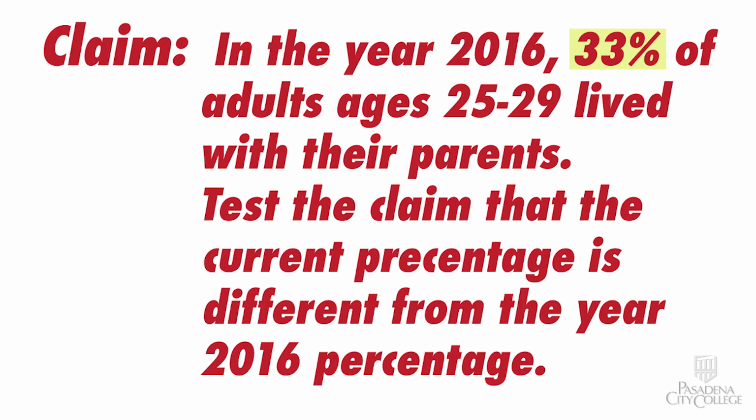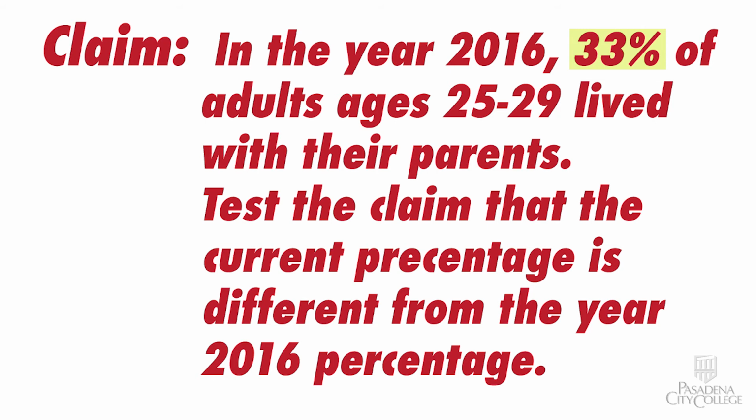Oh, okay. Let's take a look at this claim. Our claim is, in the year 2016, 33% of adults aged 25 to 29 live with their parents. Test the claim that the current percentage is different from the year 2016 percentage. So the 33% seems to indicate we have a proportion, right? Yes. Are there any other clues? Well, it seems like either you live with your parents or you don't. I'm imagining survey questions like, do you live with your parents? Which is a yes or no response. So we would be looking at a proportion of yes responses. Exactly. What else do you see?